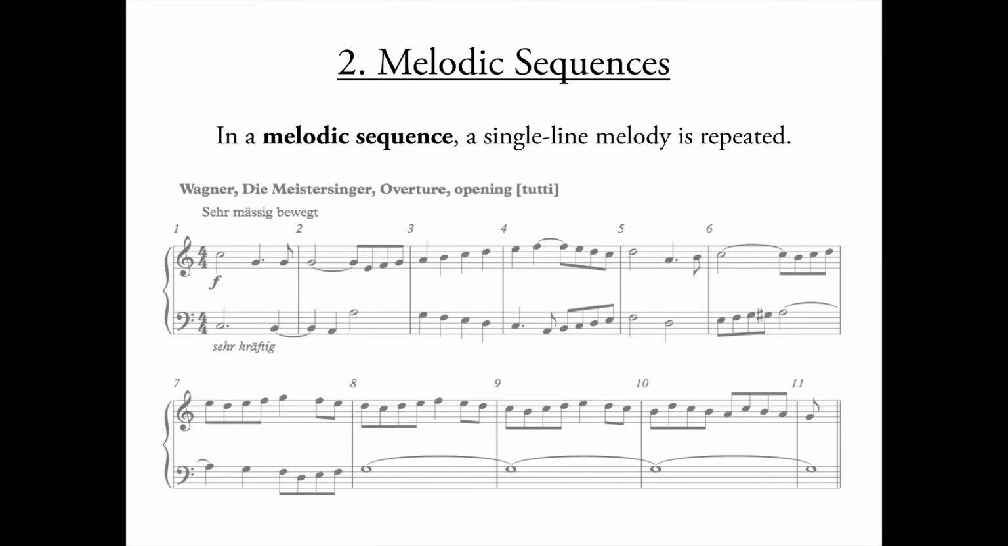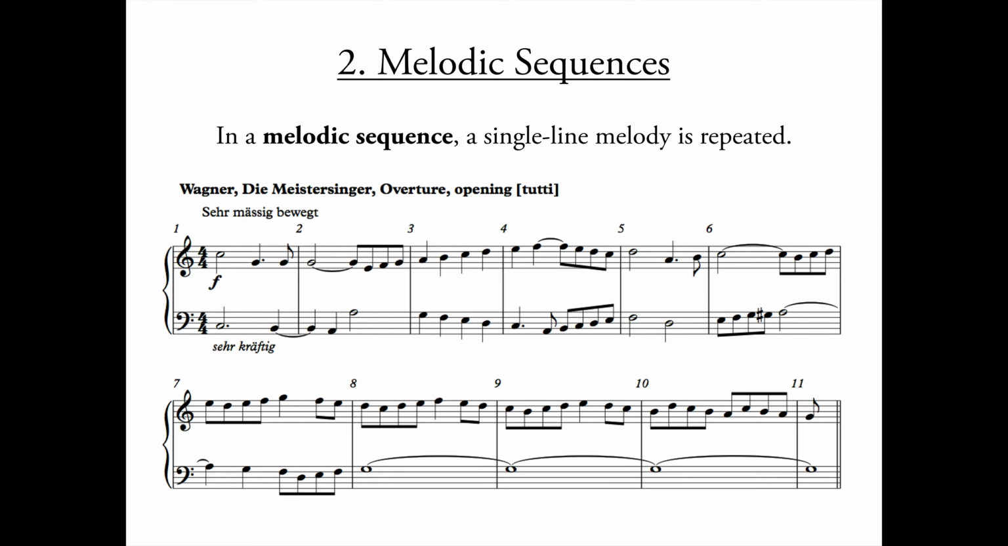Next, we'll look at melodic sequences. In a melodic sequence, a single line melody is repeated. Here's the opening of the prelude from Wagner's opera Die Meistersinger. Only the outer voices are given. Let's listen.